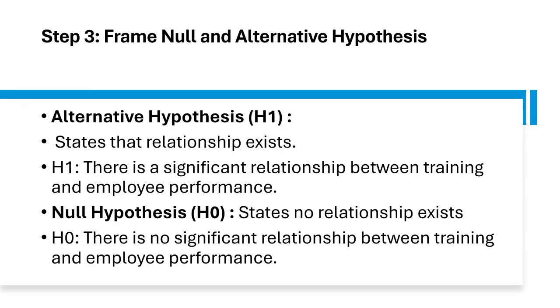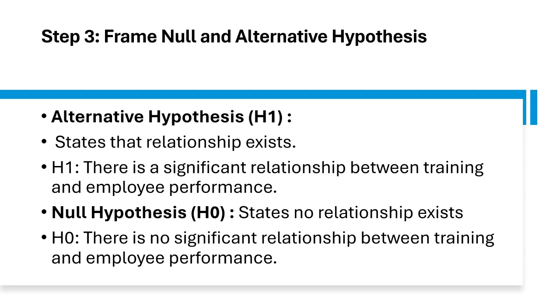We have studied types of hypothesis. There are two types, null hypothesis and alternative hypothesis. Both are necessary for statistical testing. So step 3, frame null and alternative hypothesis. The alternative hypothesis, which is symbolized by H1, states that a relationship exists. Generally the alternative hypothesis explains that a relationship is available or exists. So our alternative hypothesis will be: there is a significant relationship between training and employee performance.